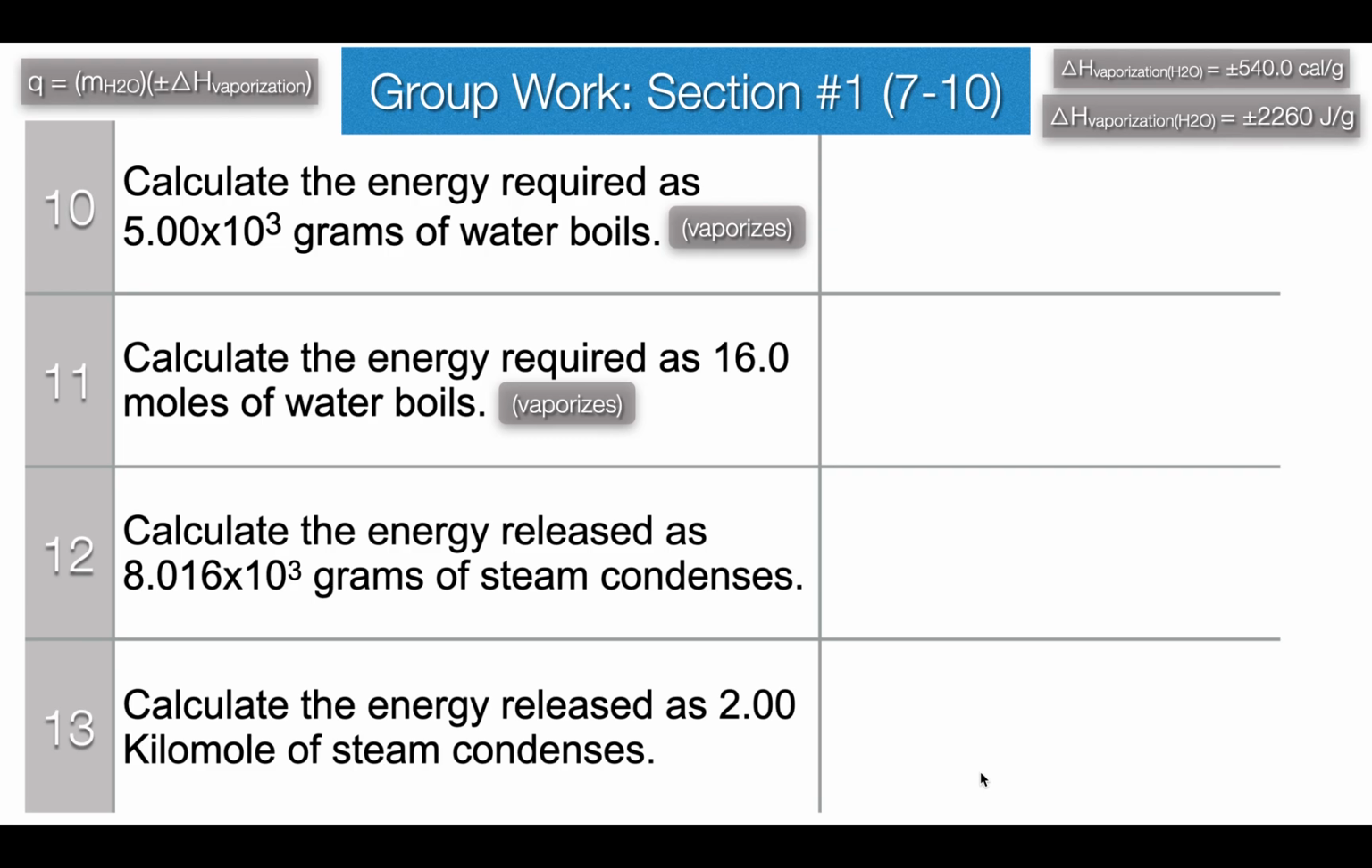We're going to calculate the energy required as 5 times 10 to the third grams of water boils. So again, water is boiling. We're going to go from a liquid to a gas, which is vaporization. And we're going to use our delta H of vaporization.